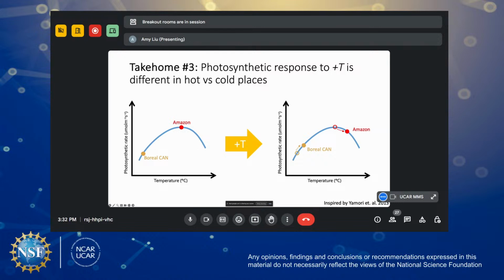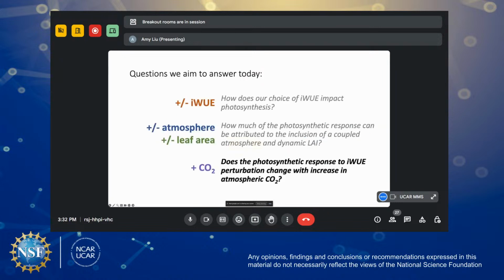So our take-home point 3 is that the photosynthetic response to an increase in temperature is different in hot versus cold places. Background climate matters, and the atmospheric feedbacks are creating the temperature differences that drive the different photosynthetic responses.